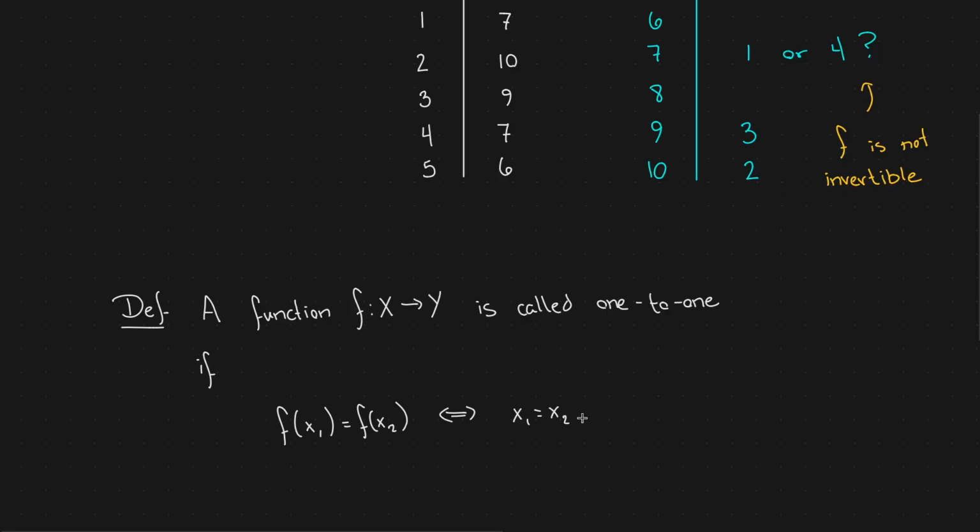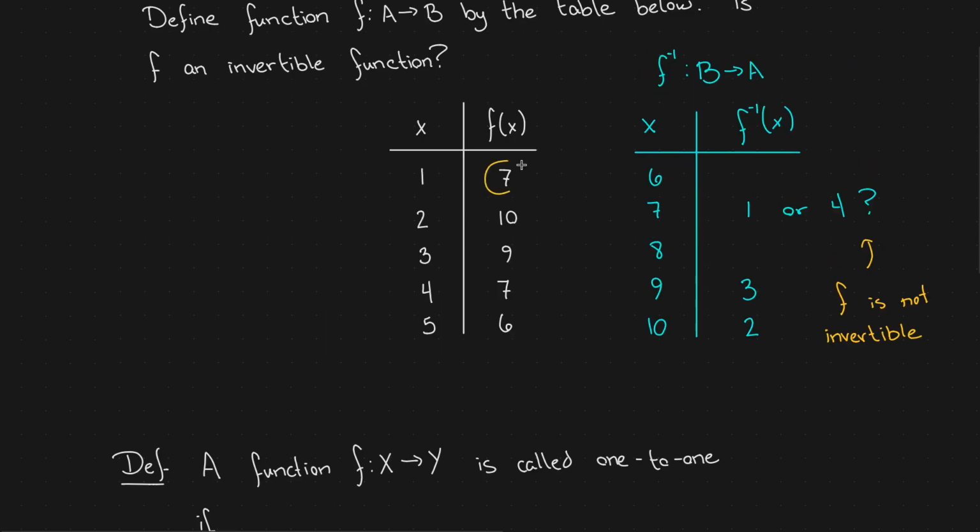It's kind of a weird way to phrase it, but it means every output value matches exactly one input value. And that principle is violated here. We have the same output value, but it corresponds to 2 different input values for function f. And so the function is not one-to-one. If the function is not one-to-one, then it cannot be invertible. So that's the first thing we can check.